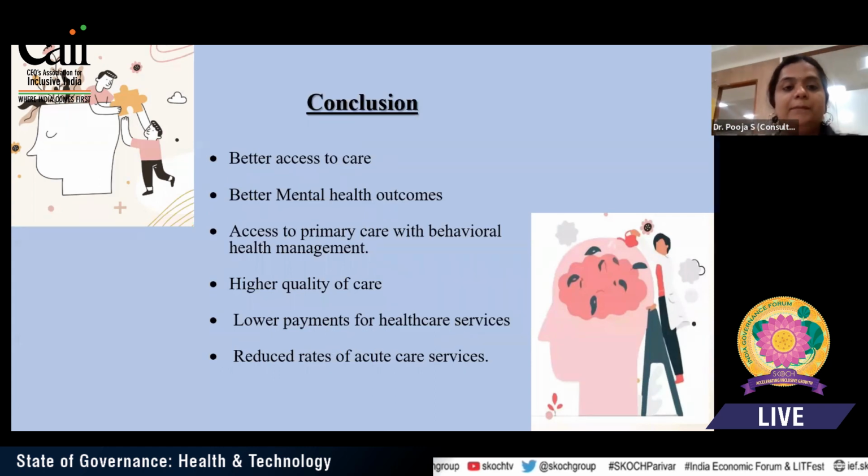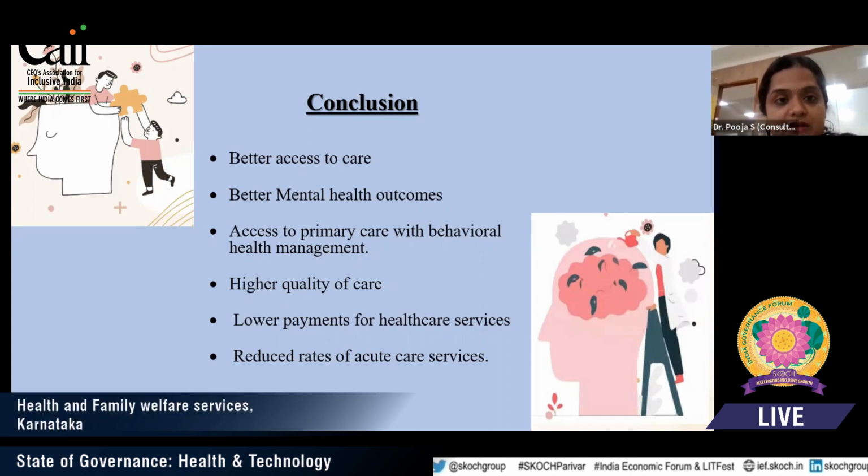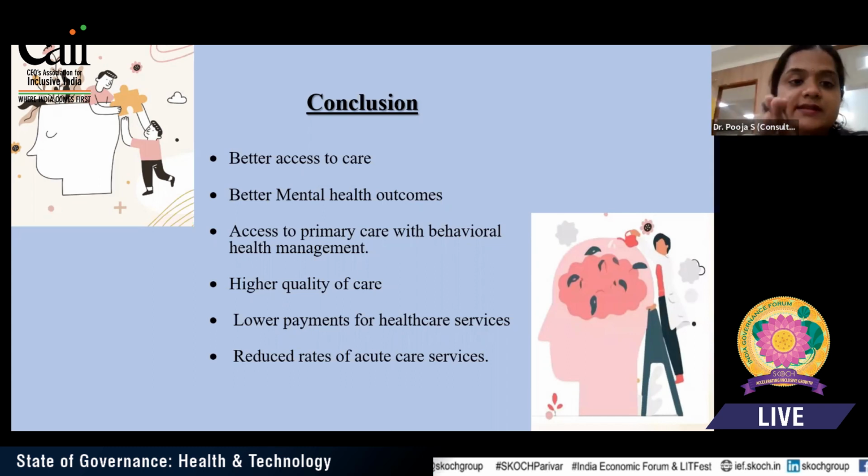The conclusion: better access to care, better mental health outcomes, access to primary care with behavioral health management, higher quality of care, lower payment for healthcare services, and it reduces the rate of acute care services. All this can be done by implementing the mental health program very well, and it doesn't cost that much, as the main primary requirement is only counseling. When we counsel a patient, we diagnose the cause, and from the cause we can give treatment. Among 10 patients, almost 6 don't require pharmacological treatment. Non-pharmacological treatment alone will be better to resolve these mental issues.